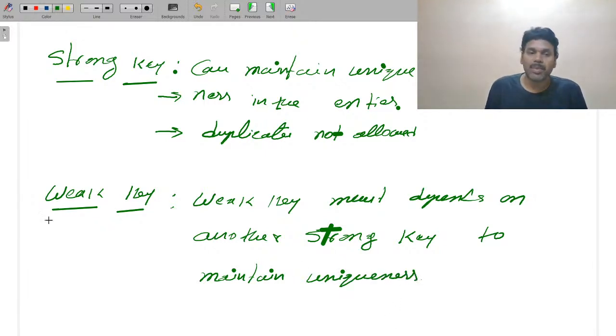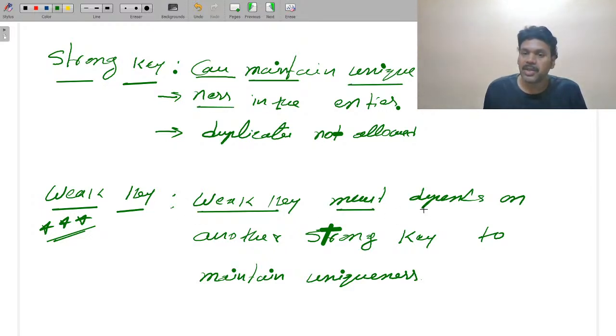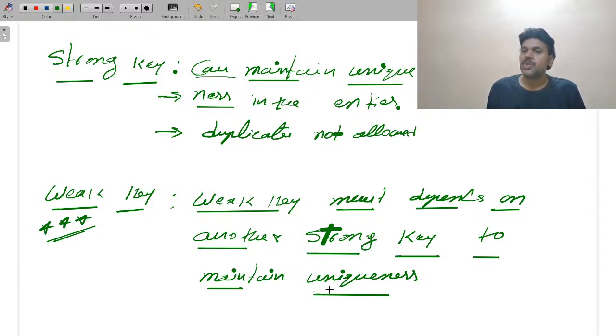This is very, very important, friends. You need to keep it in mind. What is the difference between strong key and weak key? A strong key can alone maintain uniqueness, but a weak key cannot maintain uniqueness on its own. So it has to depend on another strong key to maintain uniqueness. How?